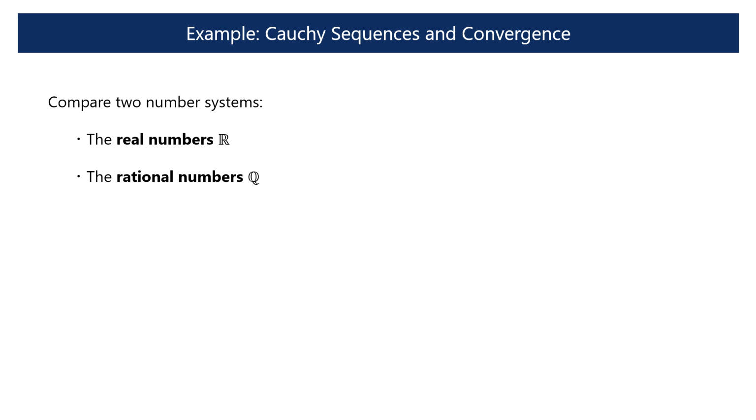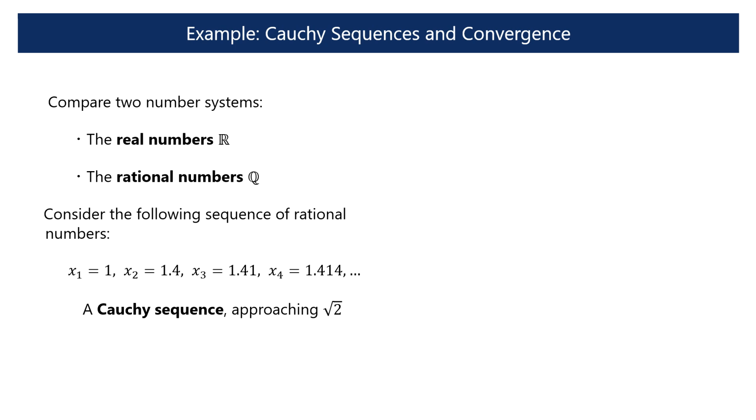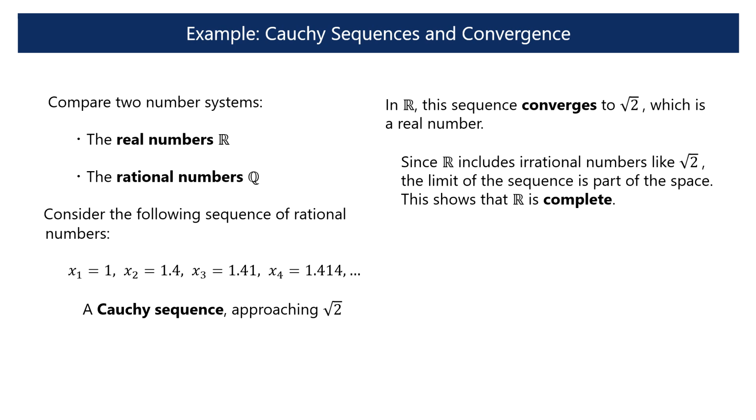Let me show you a classic example that illustrates this clearly. We will compare two number systems. The real numbers R, and the rational numbers Q, that is, numbers that can be written as fractions. Consider the following sequence of rational numbers. This sequence is a Cauchy sequence. The terms get closer and closer together as the sequence progresses. This sequence is also approaching the square root of 2. In the real numbers R, this sequence converges to the square root of 2, which is a real number.